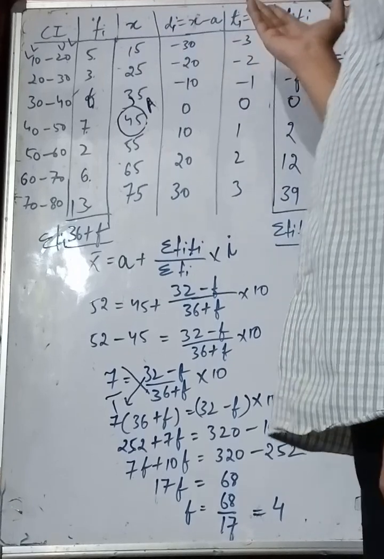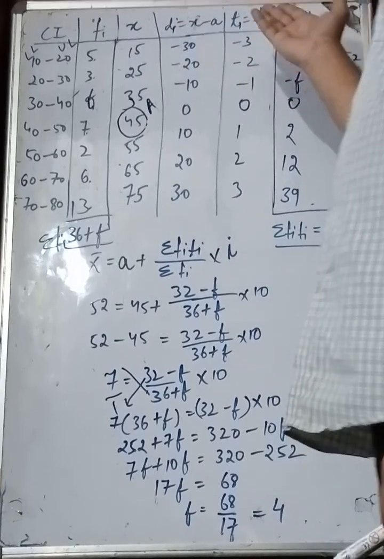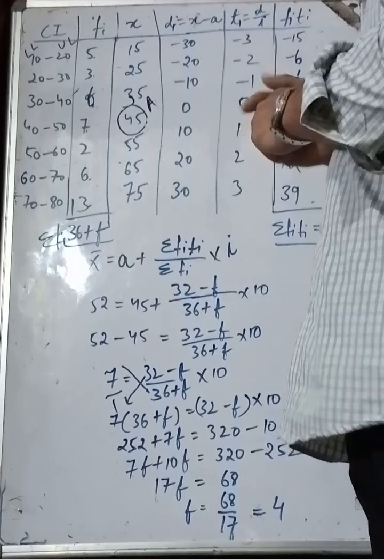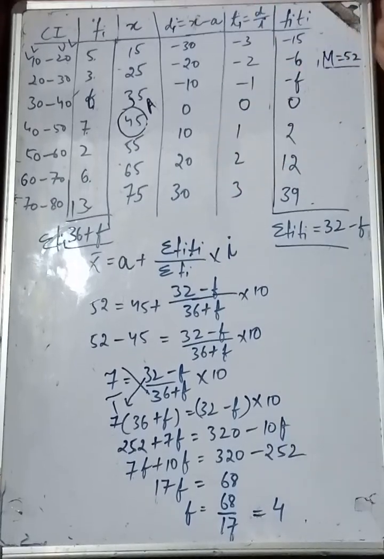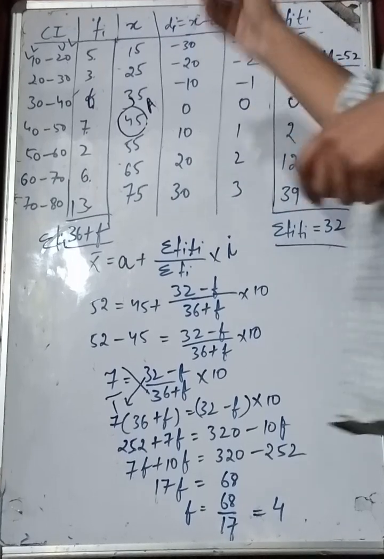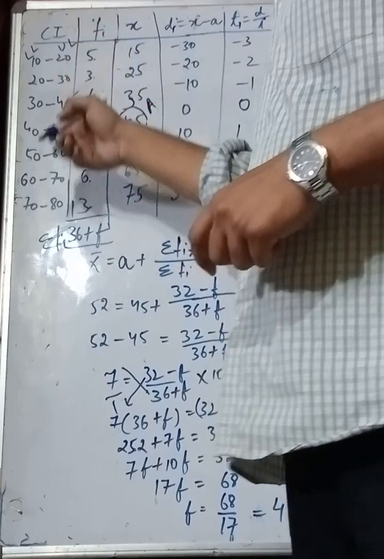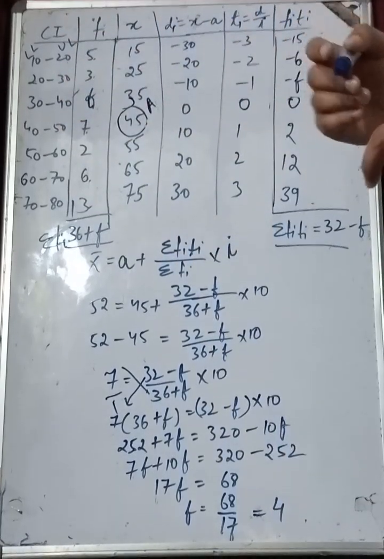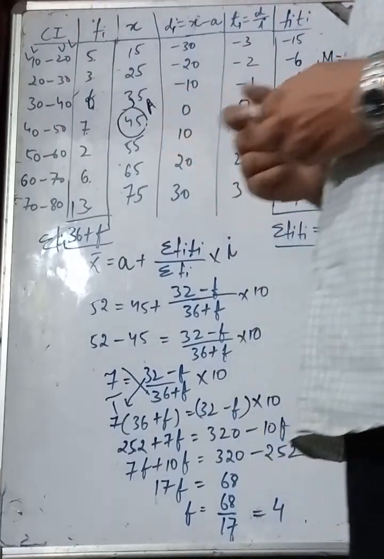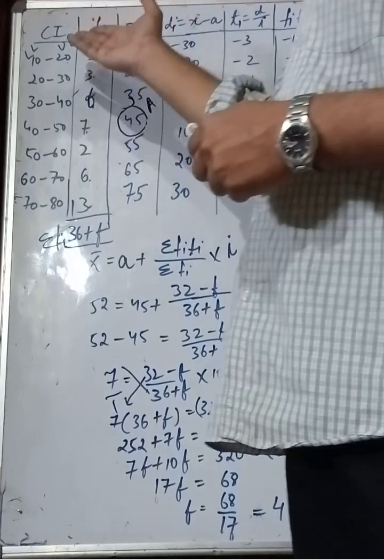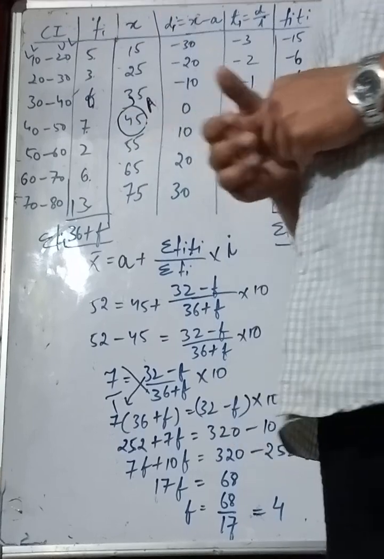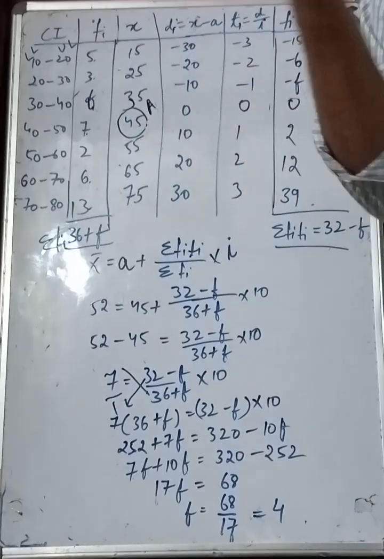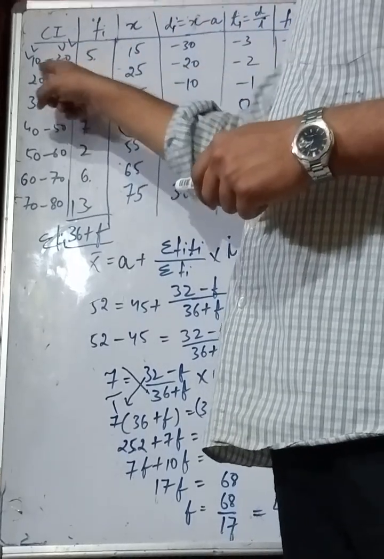In order to find the value of ti, what are we going to do? We have to divide d by i. And what is i? i is the class size. Class size means the gap between the two limits, the difference of the two limits. What is the gap between these two limits?